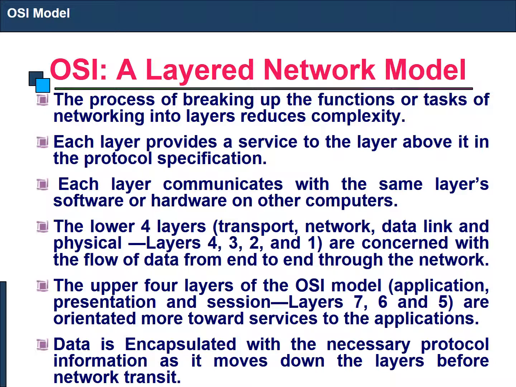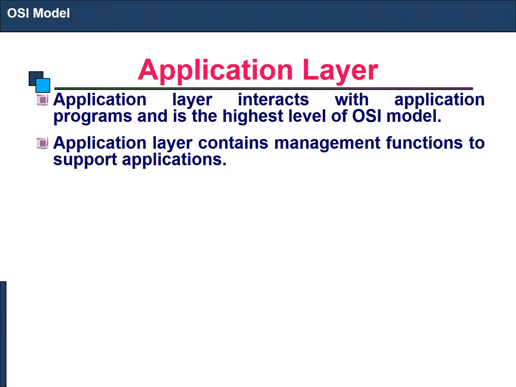And the data is encapsulated and is known at different levels with different names. For example, at the application layer, session layer, and presentation layer, the data is known as data, but as the data transfers to the transport layer, it is known as segment. Then to the network layer, it is known as packet. Then to the data link layer, it is known as frame. And finally, when the data goes to the physical layer to transfer, the data is in the form of binary bits, right?